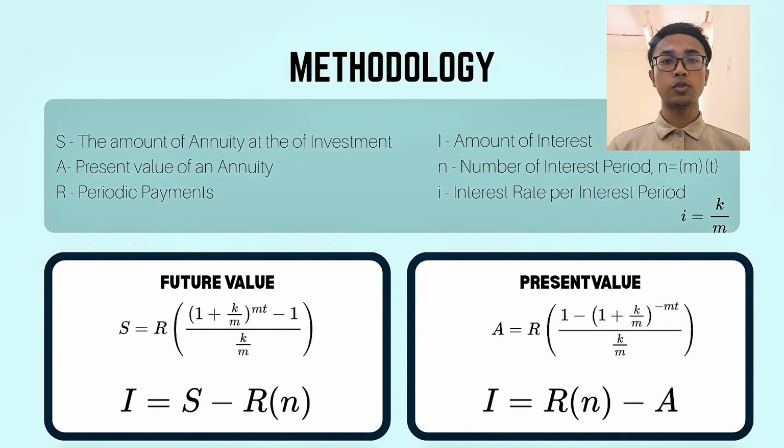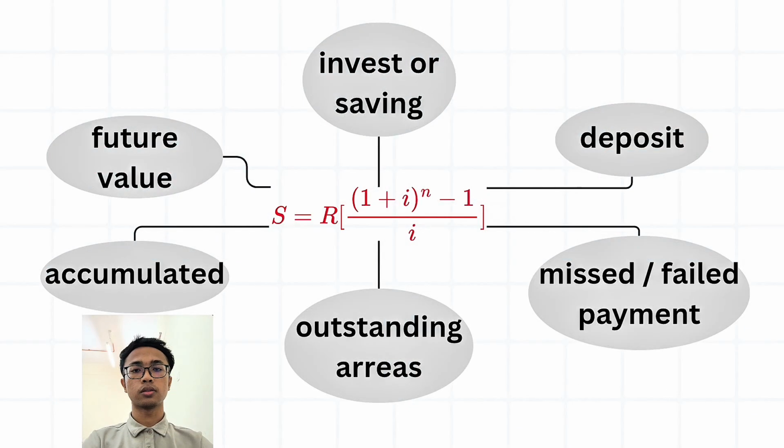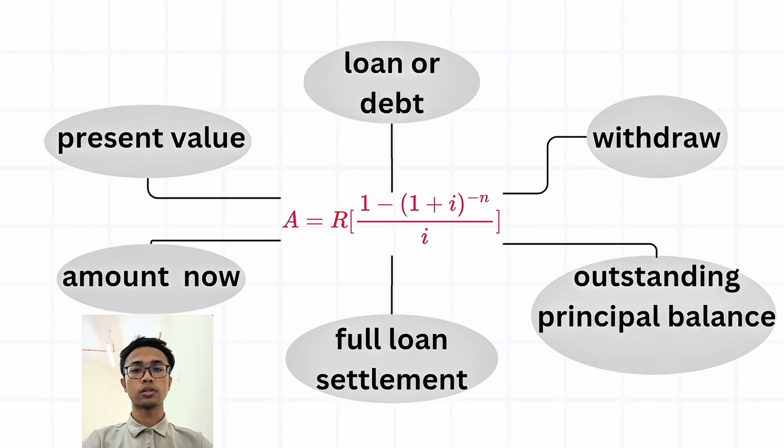In this chapter, we use two main formulas. The first one is future value, which is the amount of annuity at the end of the investment. The second one is present value, which is the current value of future payments. So this keyword is for future value and this keyword is for present value.